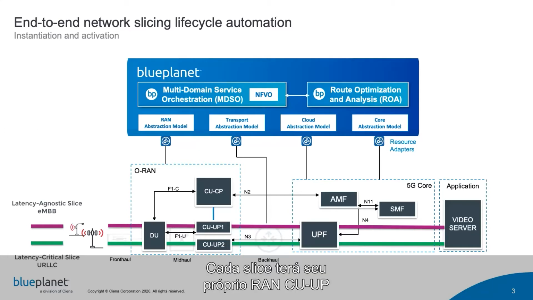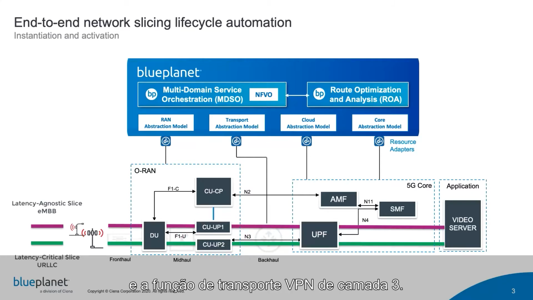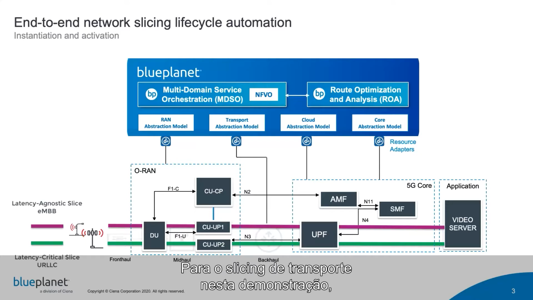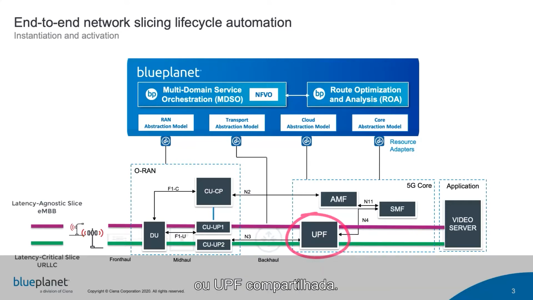slice. Each slice will have their own dedicated RAN CUUP, which is the centralized unit user plane, and L3 VPN transport function. For the transport slicing in this demo, we are using layer 3 VPNs and segment routing, but can also support hard slicing. Both network slices will use a shared UPF, a user plane function.